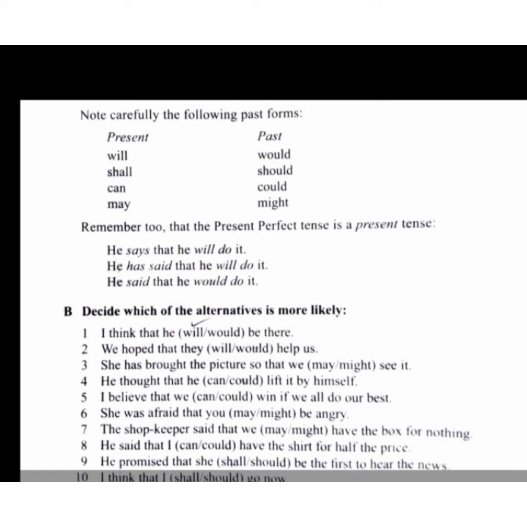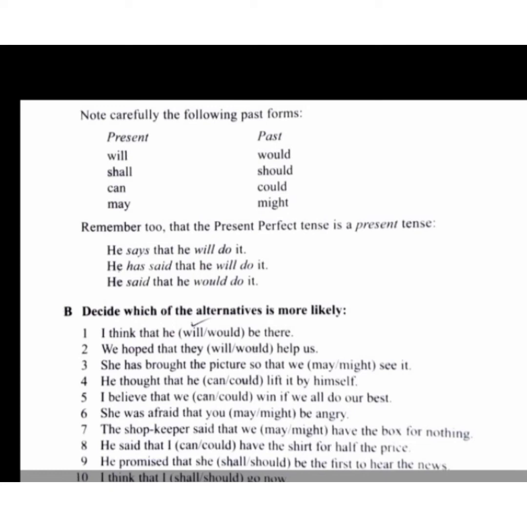He says that he will do it. So the principal clause is in present tense and the subordinate clause in future tense, right? He has said that he will do it. Here he has said is present tense, he will do it is in future tense. He said that he would do it, he said is past tense, that he would do is in past tense. So like this we have to do exercise B. You have to check the options given here and correctly choose the answer.